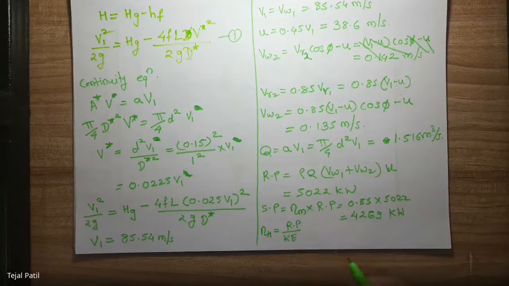So what is kinetic energy? Half m dot V square. Kinetic energy is half rho Q V square.